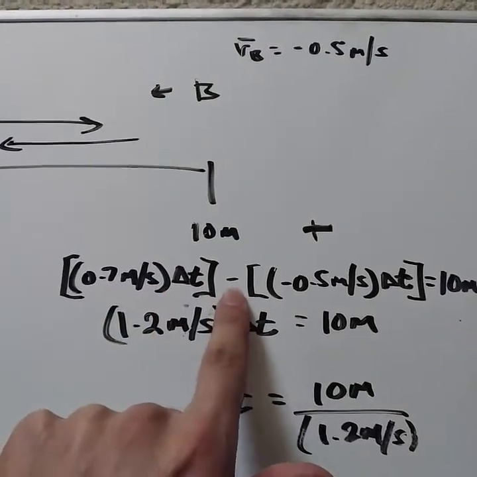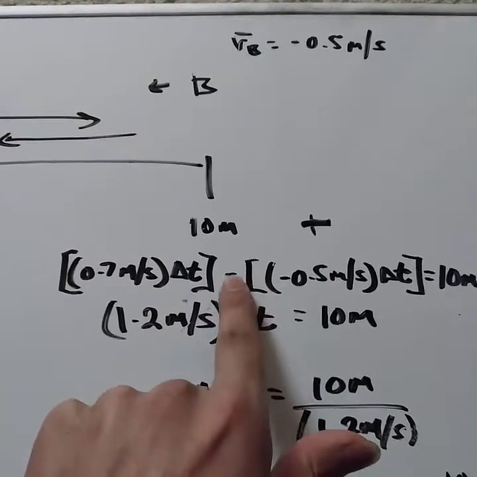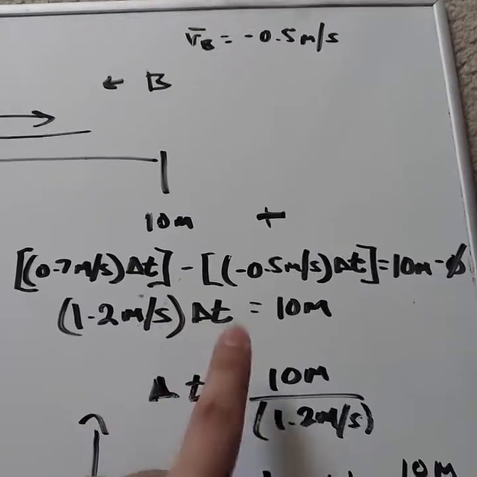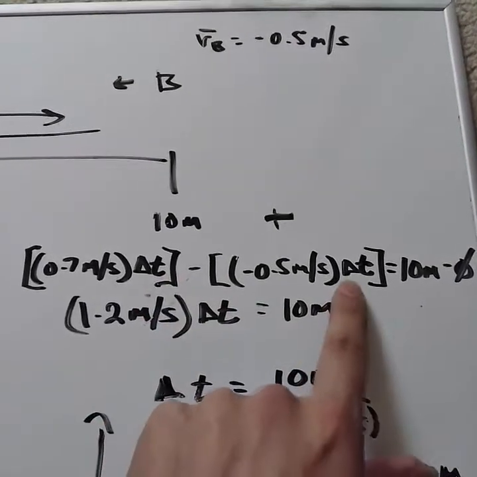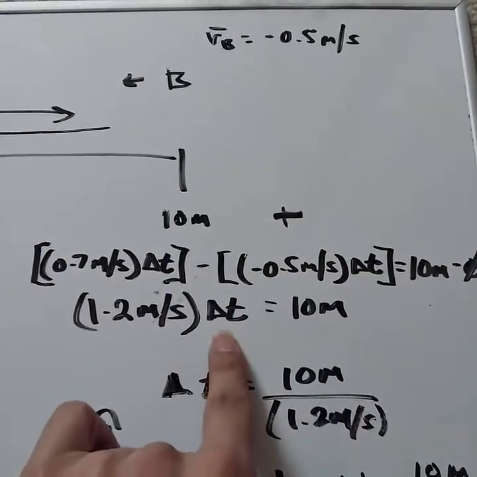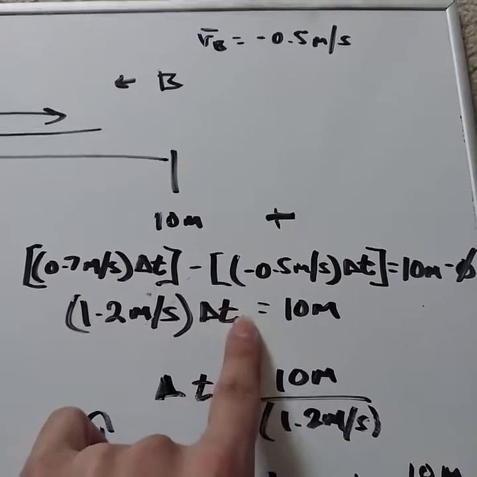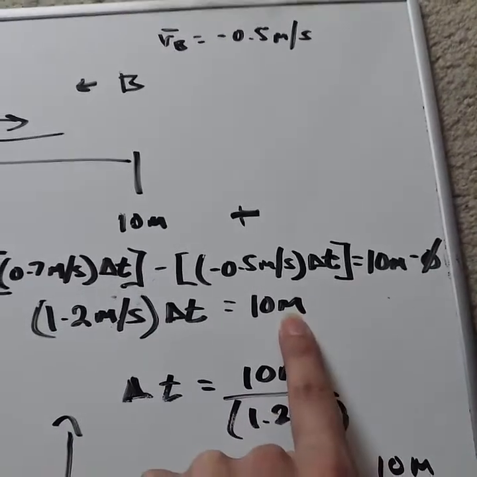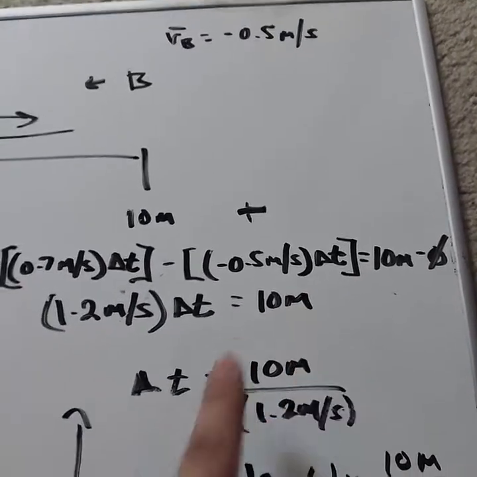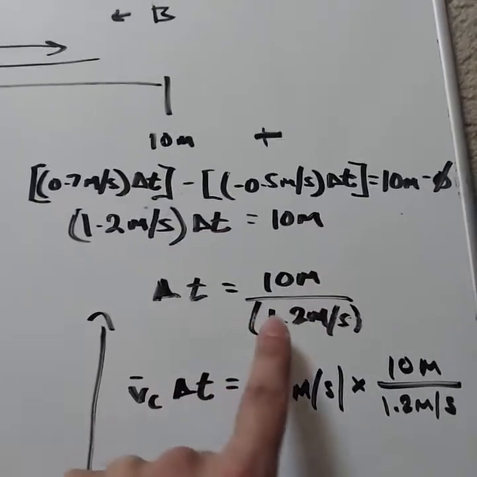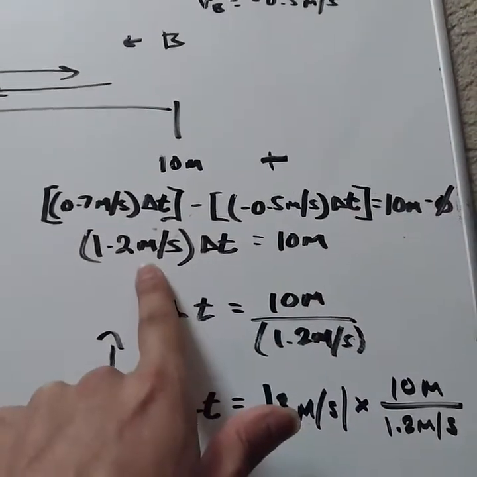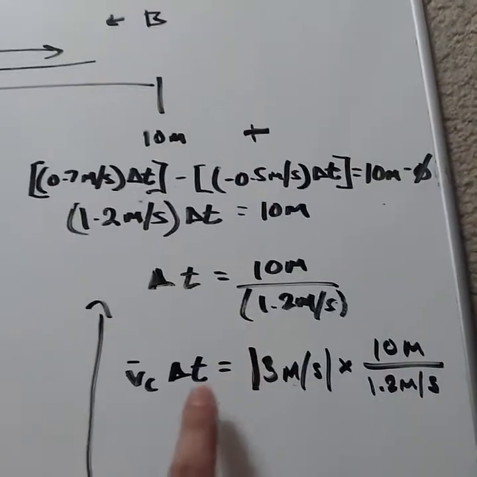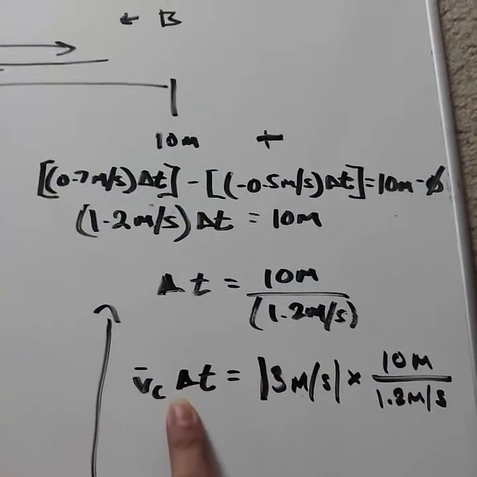Now we have minus a negative. When we have minus a negative, that's going to be plus, right? So we're going to have 1.2 meters per second, and delta t gets factored out and then put back in, right? And when you add these two together, okay? So now we have this equal to 10 meters minus 0. 10 meters minus 0 is 10 meters, okay? So our delta t is equal to 10 meters divided by our combined rate, okay?